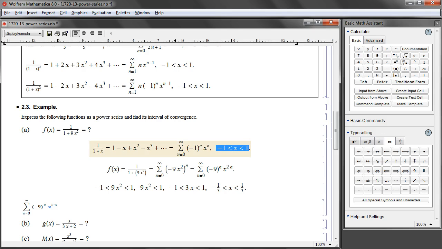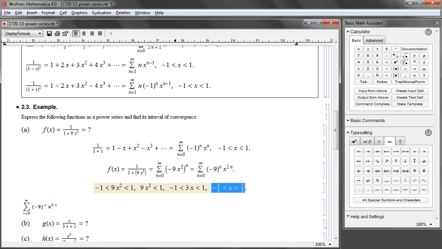x has to be between -1 and 1 in this case, so what is substituting x? 9x squared will be between -1 and +1. 9x squared cannot be negative, so we have 9x squared is less than 1. So after taking the square root, we get 3x is between -1 and +1. Consequently, we get x is between -1/3 and +1/3.